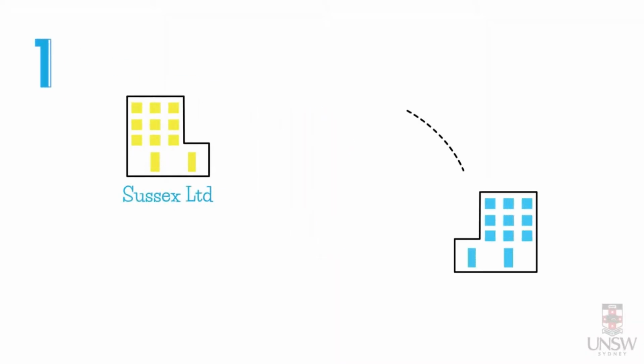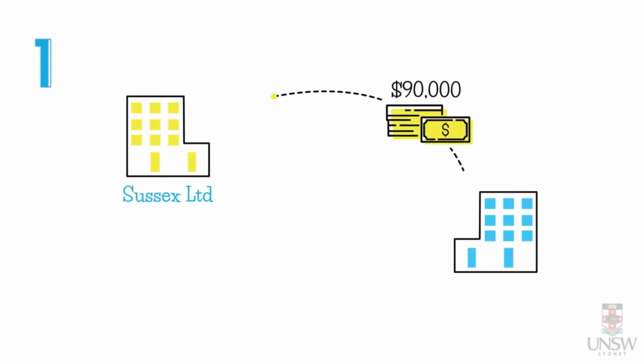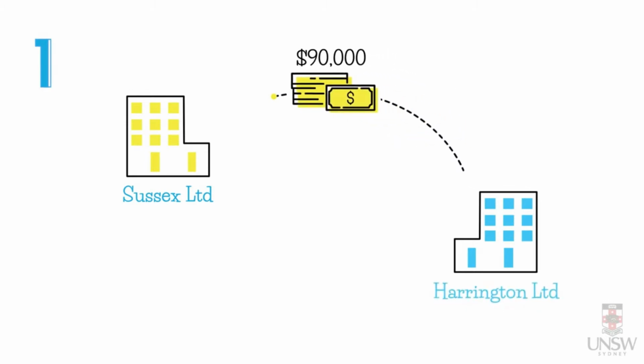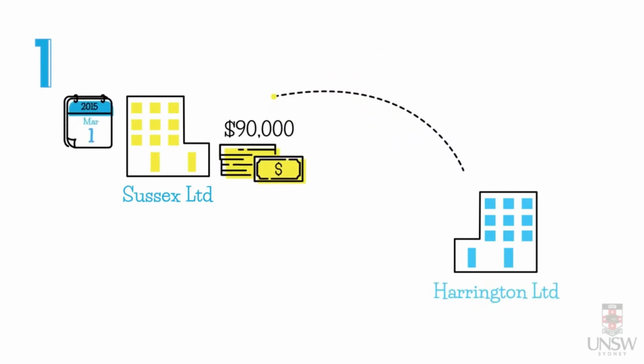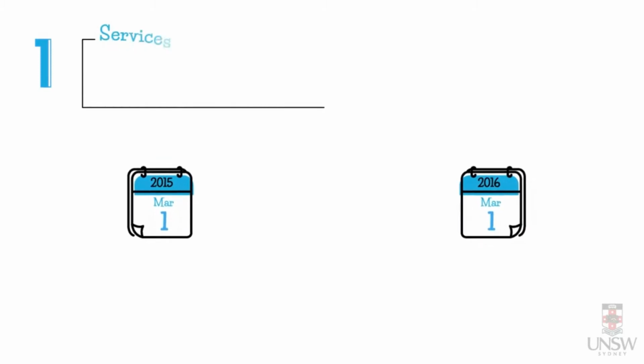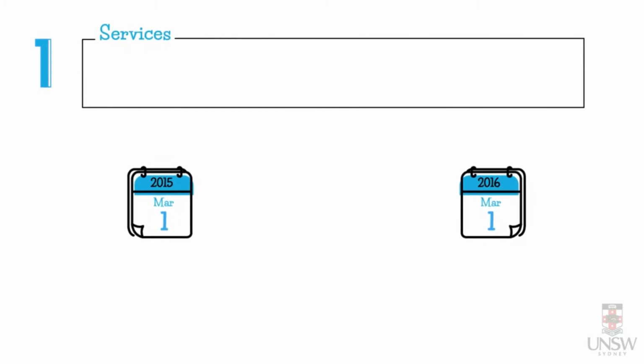Part 1. Sussex Limited receives a non-refundable upfront fee of $90,000 from Harrington Limited on the 1st of March 2015. Under the agreement with Harrington Limited, Sussex Limited must provide ongoing advice services until the 1st of March 2016. We're asked to prepare the journal entry, if any, to recognise revenue for the above transaction.